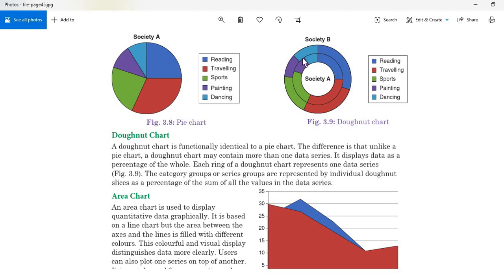প্রত্যেকটা এই যে স্লাইস আছে, এগুলো ইন্ডিভিজুয়াল স্লাইস, এগুলো এইটার সাথে কম্পেয়ার করতে যেও না, এই গ্রিনটার মধ্যে এই গ্রিনটা আর এই রেডটা কম্পেয়ার করবে না। If you are comparing this ring, you will compare this ring only. The category groups and series groups are represented by individual donut slices as a percentage of the sum of all the values in the data series.